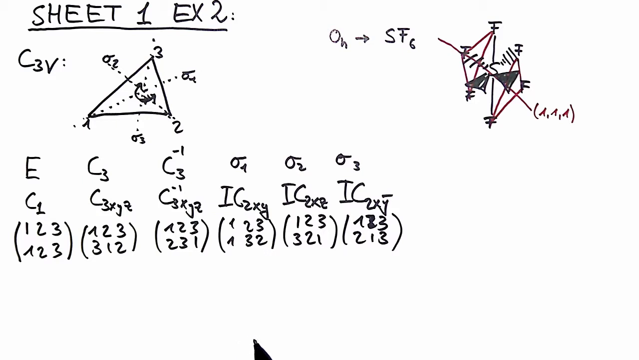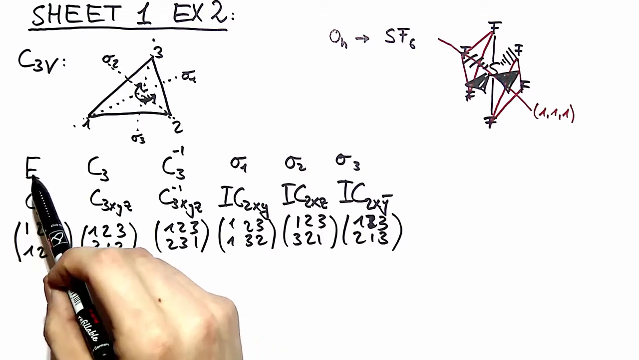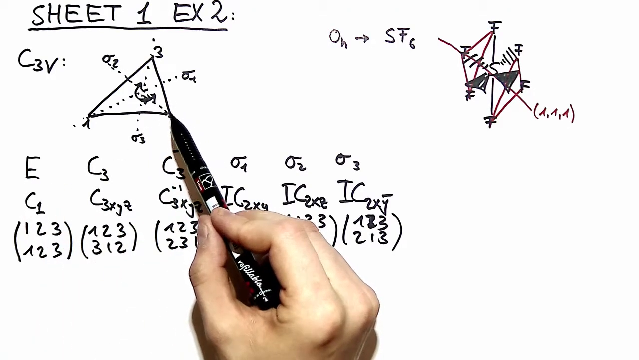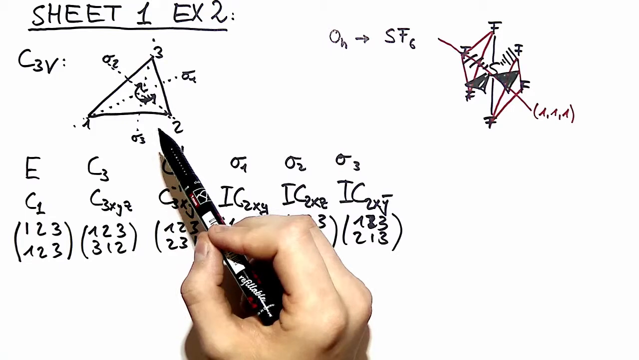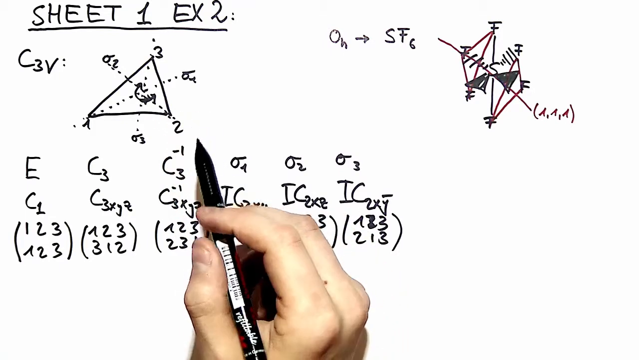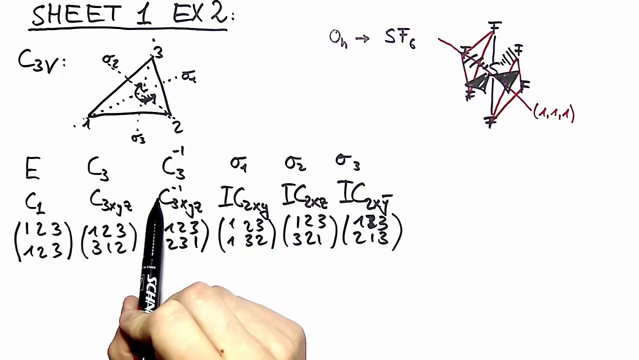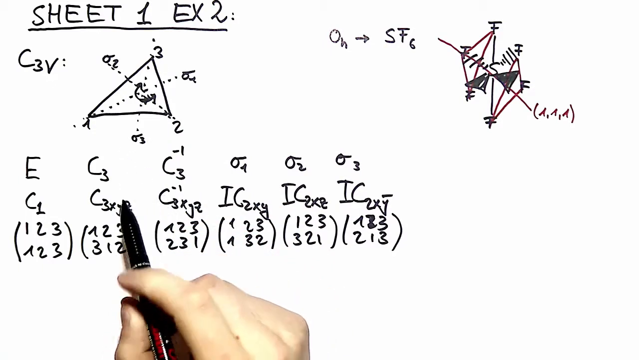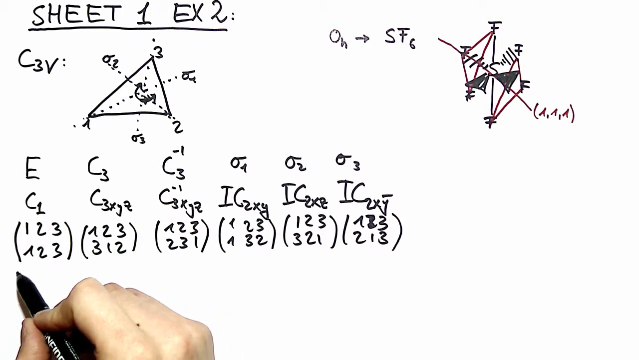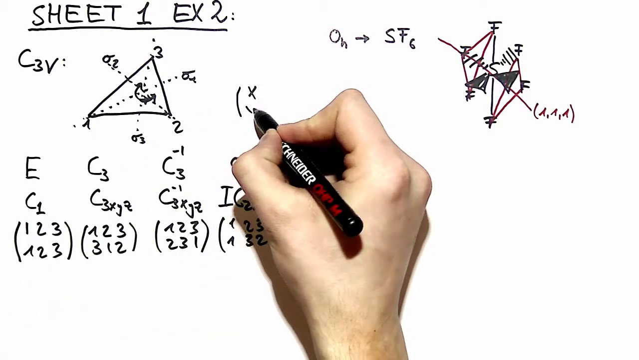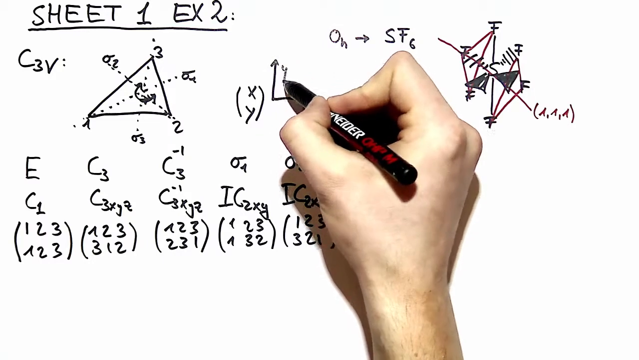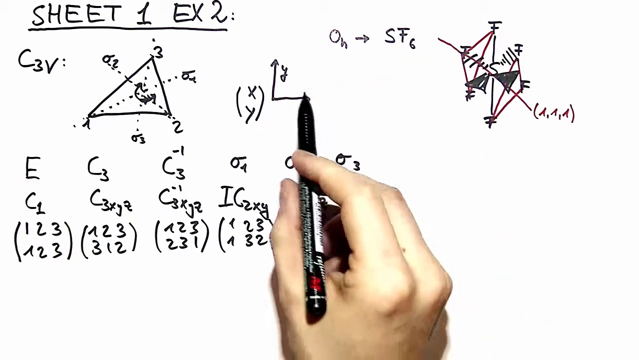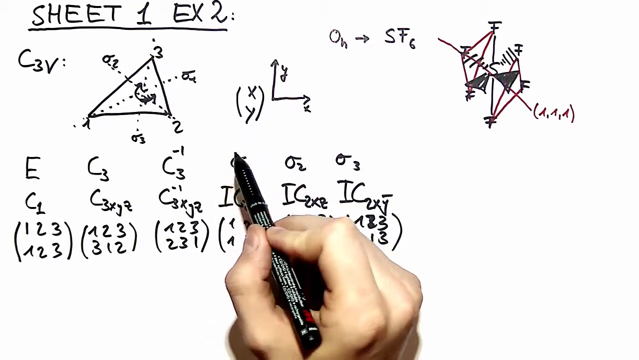Then we are asked to find matrices that correspond to the symmetry operations on any point in the plane. To do that, we first have to find a suitable coordinate system, and it's convenient to take the xy coordinate system as the one with the correct basis vectors here. So how do we construct matrices for a two-dimensional basis consisting of x and y in the plane, x being this direction, y being this direction, that correspond to those symmetry operations?